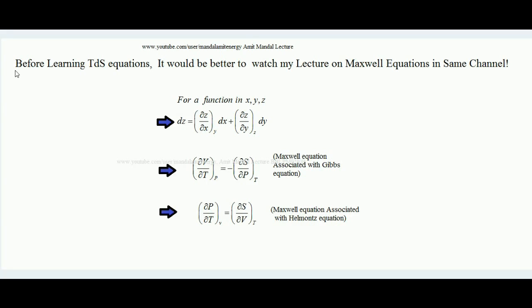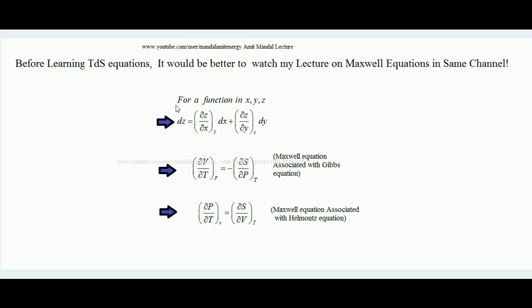Students, today we will learn how to derive the TdS equations in thermodynamics. First of all, I would like to tell you that it would be better to watch my lecture on how to derive Maxwell equations in the same channel, because a basic theory regarding mathematical relations and Maxwell equations is included in that lecture. Okay, so before deriving the TdS equations, you have to keep in mind these three equations.